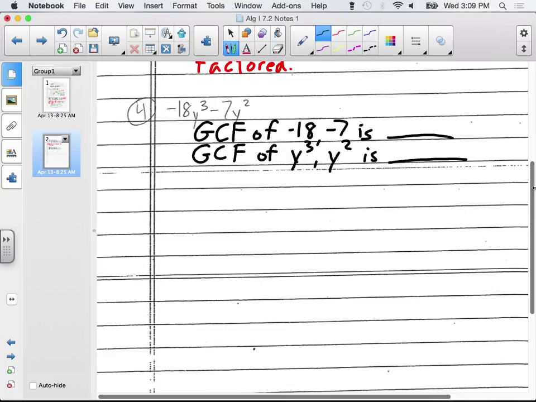All right. Greatest common factor. So -18 and -7 is what? Negative 1. Yeah, for this one, since they're both negative numbers, we can always take out a positive 1. But since they're both negatives, we also have -1. You just choose which one you want to do.